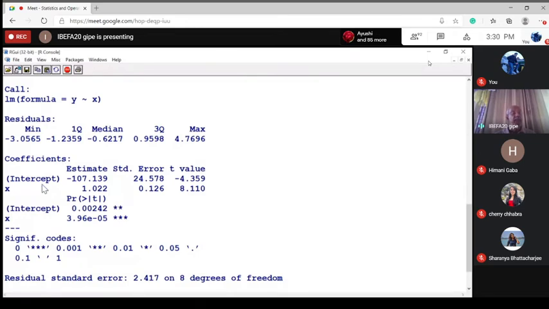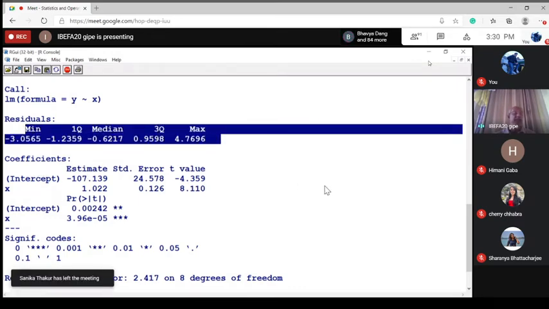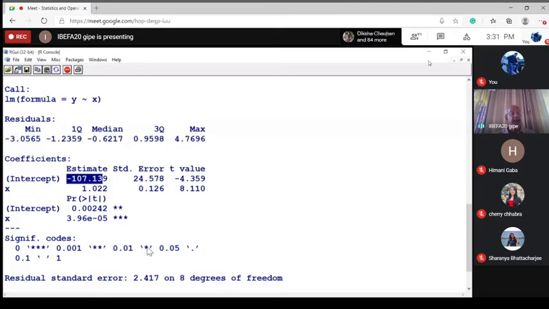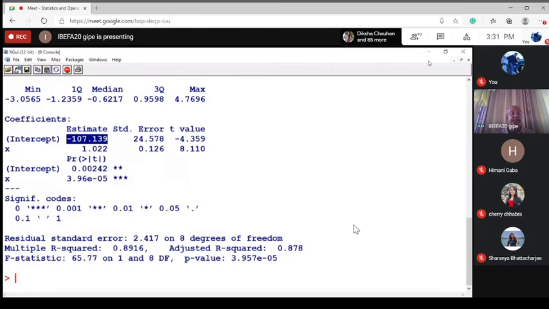Residuals, from minimum value to maximum value. That means each error, positive as well as negative. Minimum is minus 3.05, maximum is 4.7696, and the median is minus 0.6217. Next, this is B0 and the next number will be B1, that is intercept and X, with standard error 2.417.